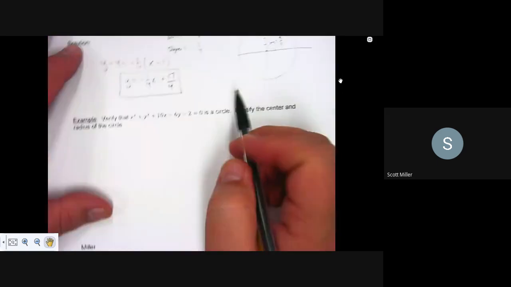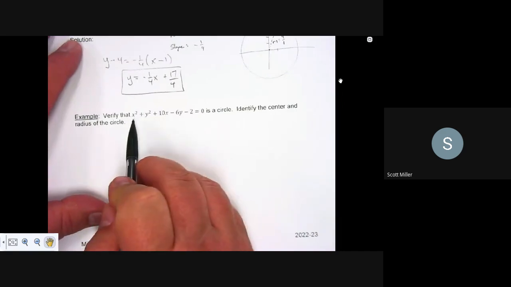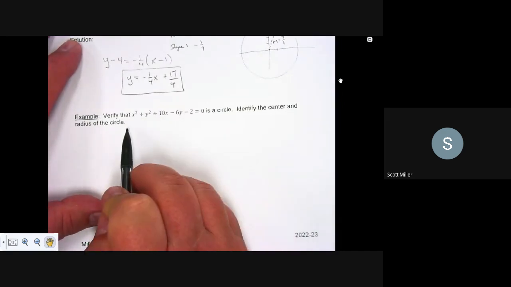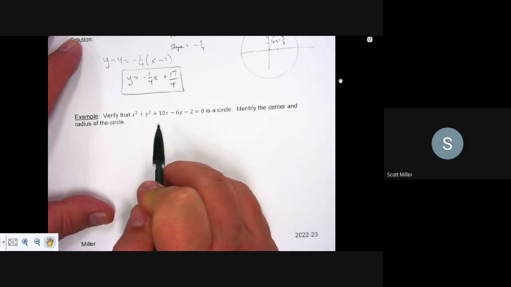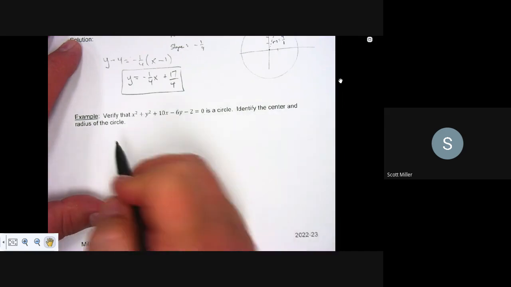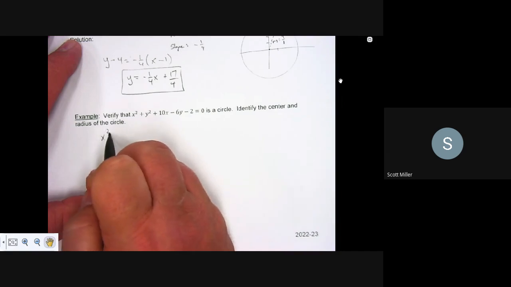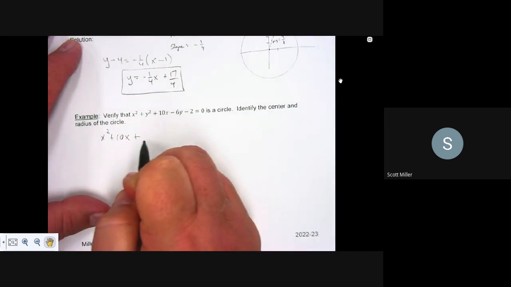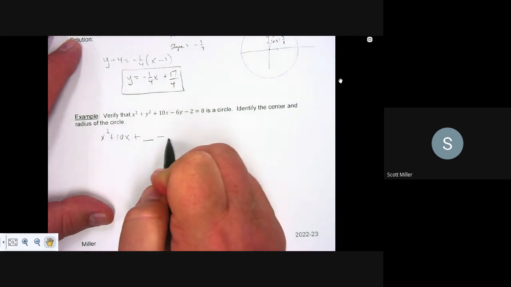Okay, I'm going to come over here. I'm going to take all the x's and clump them together. I'm going to take all the y's and put them together in a little group. And the constant I'm going to stick off to the side. So that means I'm going to rewrite this as x squared plus 10x. And then I'm going to add something and then immediately take it away.